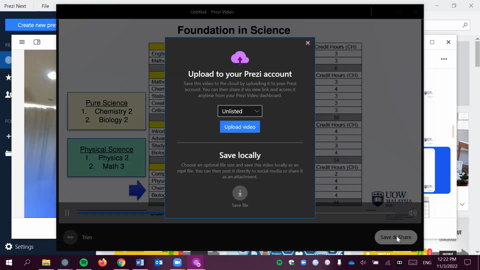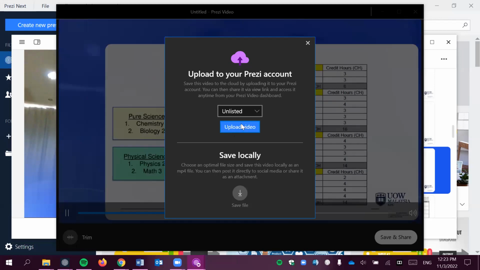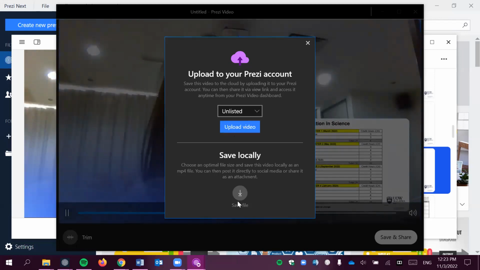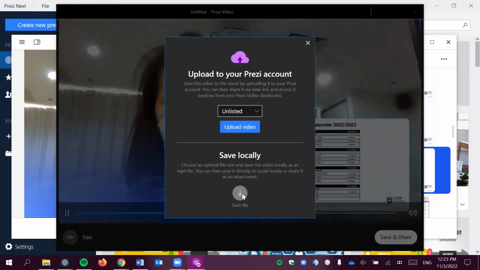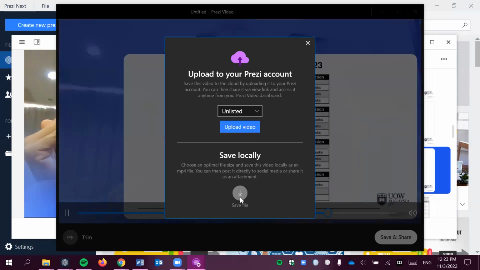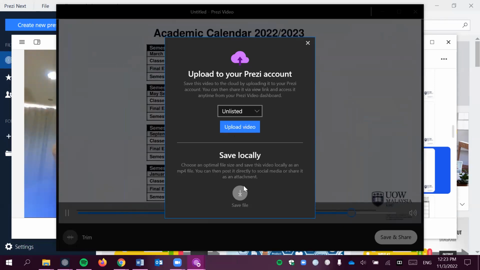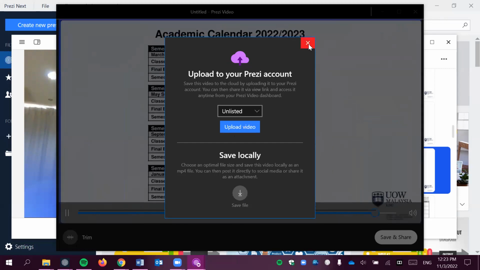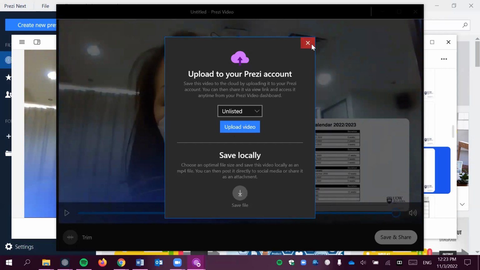Whether you want to upload to your Prezi account or not, you can do it. If not, you can just save it locally by pressing this download button and it goes into your computer. Okay, done. Thank you very much.